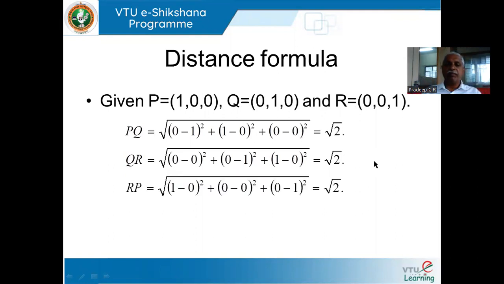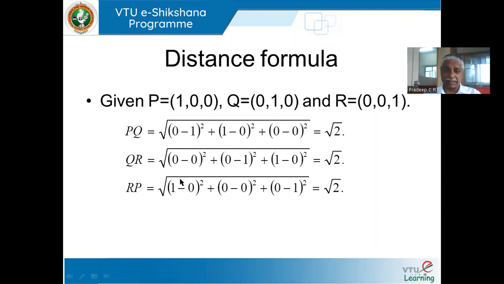Similarly, RP. RP means starting at R, ending at P. It doesn't matter, but just to keep to a convention, in PQ, the first one, I made P as x1, y1, z1 and Q as x2, y2, z2, correct. So whatever first symbol comes, for RP, R is x1, y1, z1 and P is x2, y2, z2. That is the convention I have made.